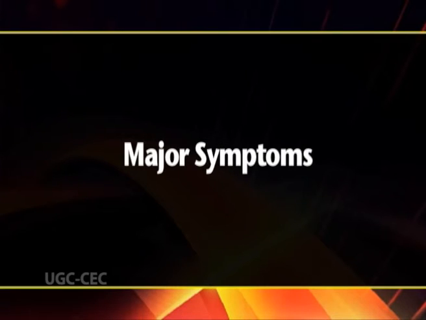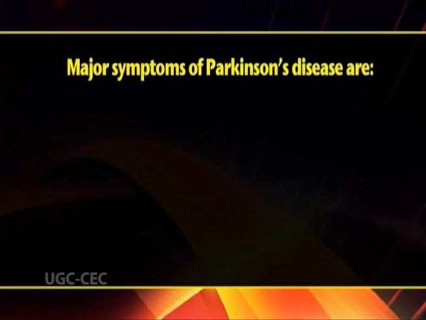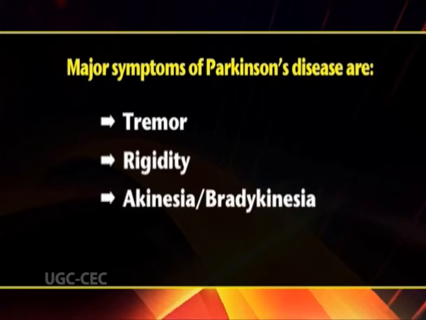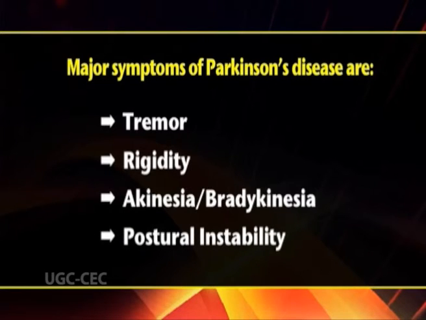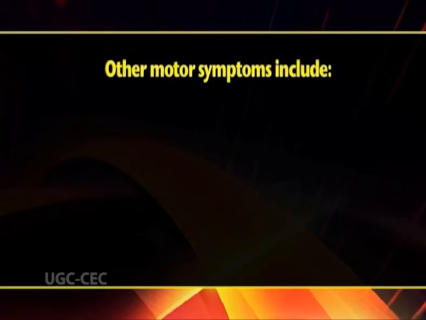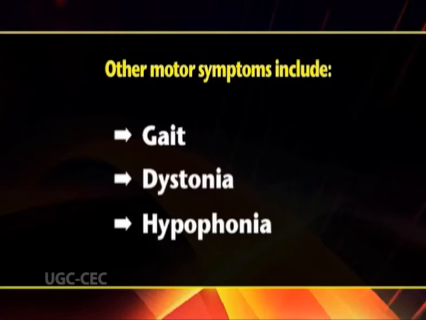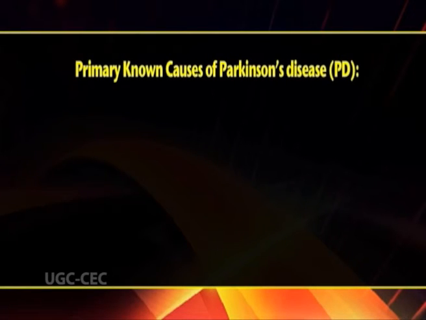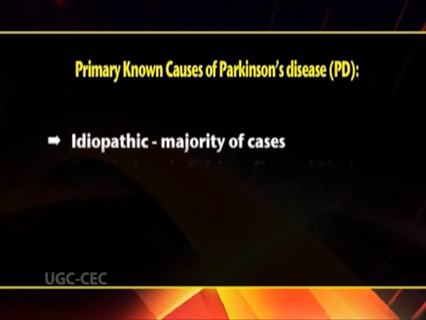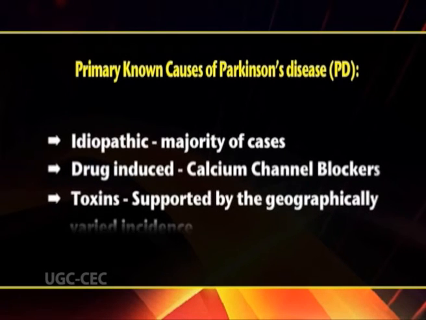Now the major symptoms. The major symptoms of Parkinson's disease are tremor, rigidity, akinesia or bradykinesia, and postural instability. Other motor symptoms include gait disturbance, dystonia, hypophonia. The primary known causes of Parkinson's disease are idiopathic, in the majority of cases, drug-induced, such as calcium channel blockers, and toxins, supported by the geographically varied incidence.